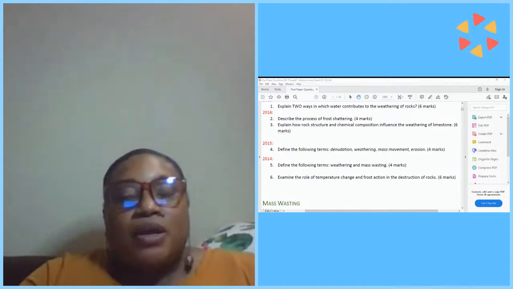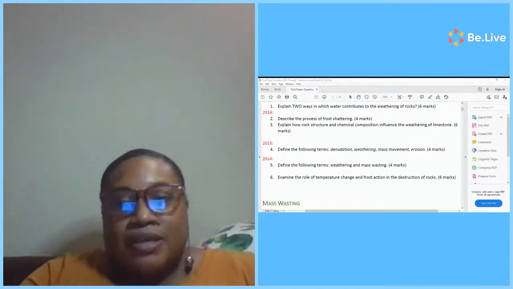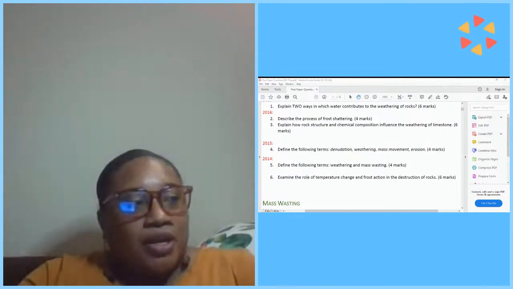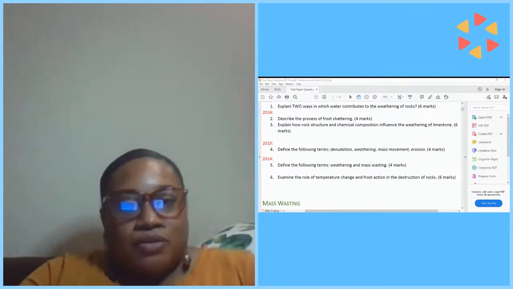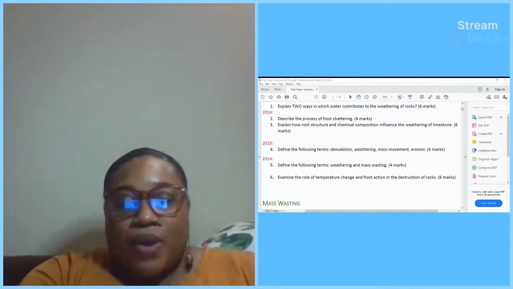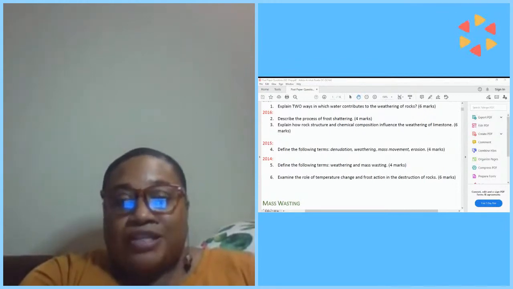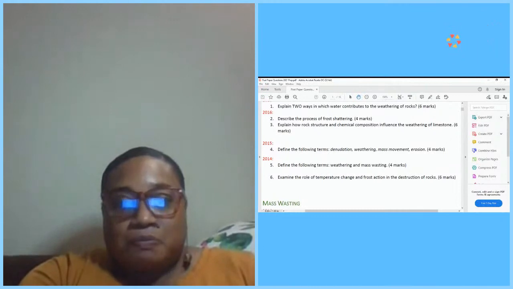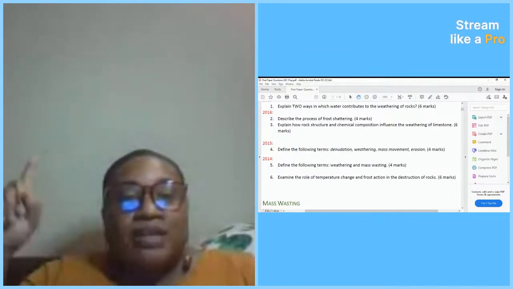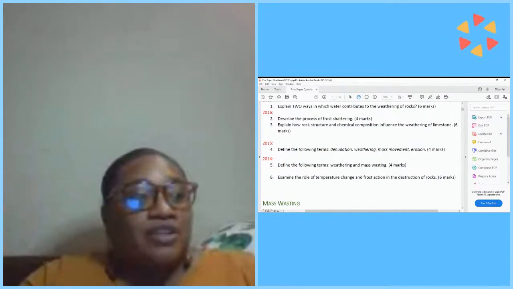And limestone's chemical composition is calcium carbonate. Very good, Dre, Takia, Nasania, excellent, which is CaCO3. That also explains that limestone can be easily dissolved when it reacts with a weak carbonic acid. So that is how you would explain that question. You all understand that? And then it talks about denudation, weathering, mass movement, erosion. You should know that. Weathering and mass wasting, the role of temperature change and frost action.